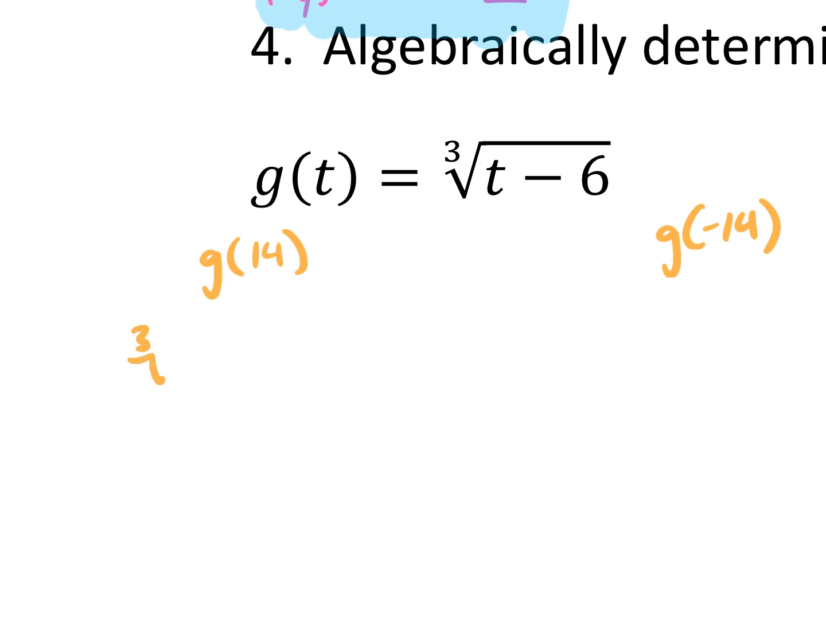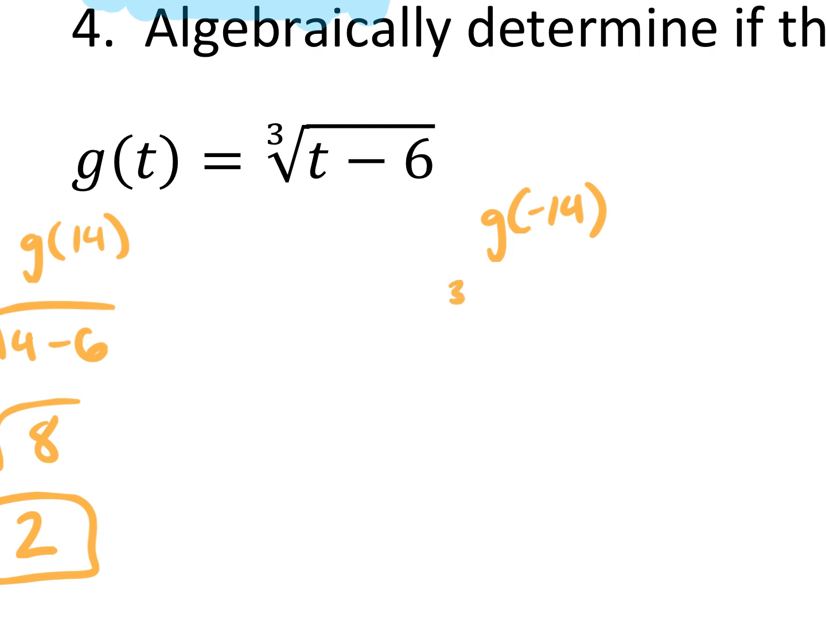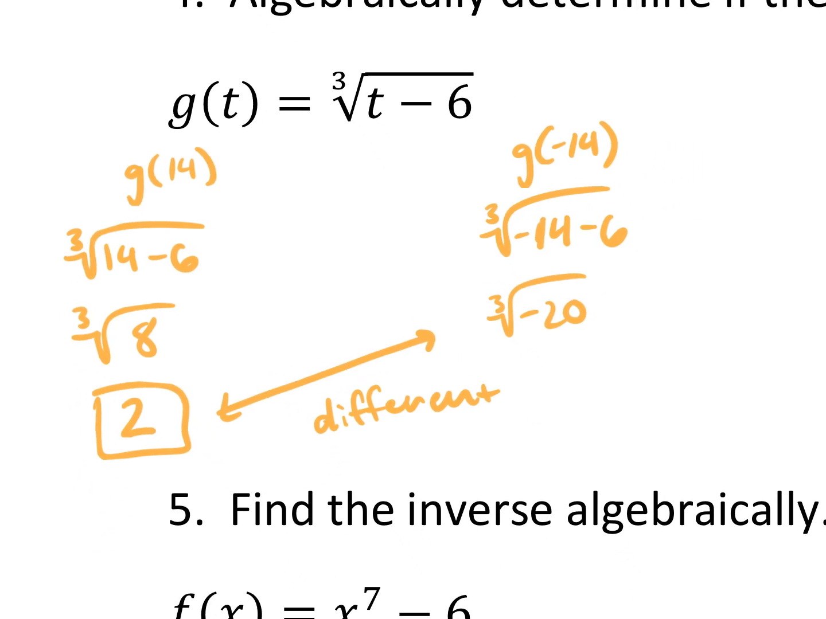So here I have the cubed root of 14 minus 6. So the cubed root of 8, which would be 2. So we get 2. Now let's plug in negative 14. So the cubed root of negative 14 minus 6, the cubed root of negative 20. Is the cubed root of negative 20 and 2 the same thing? No, these are different. So that means our answer would be neither.